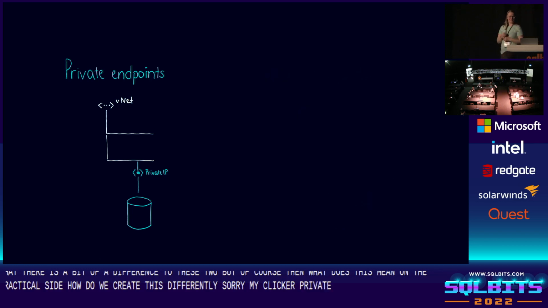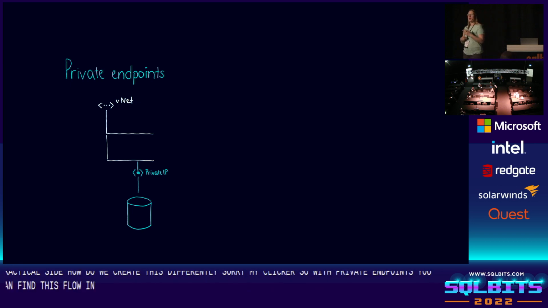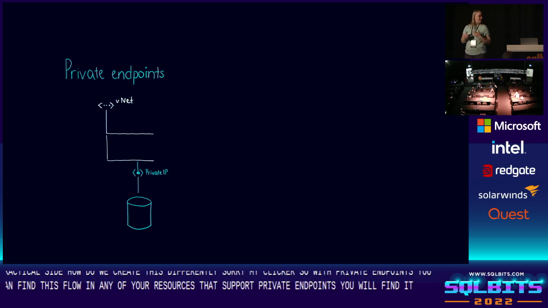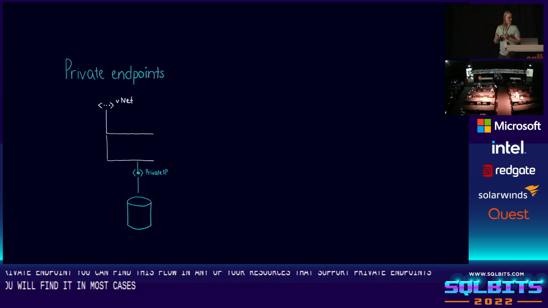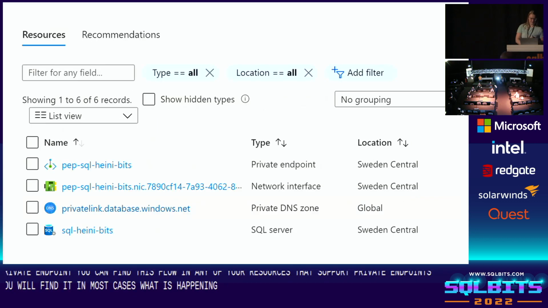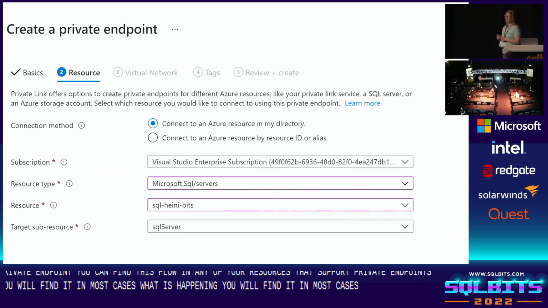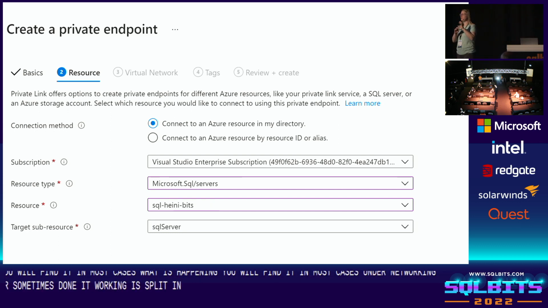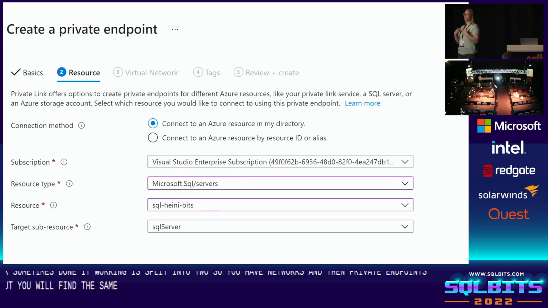Private endpoints. So with private endpoints, you can find this flow in any of your resources that support private endpoints. You will find it in most cases under networking, or sometimes the networking is split into two, so you have networks and then private endpoints. But you will find this same flow for all those resources that support private endpoints.